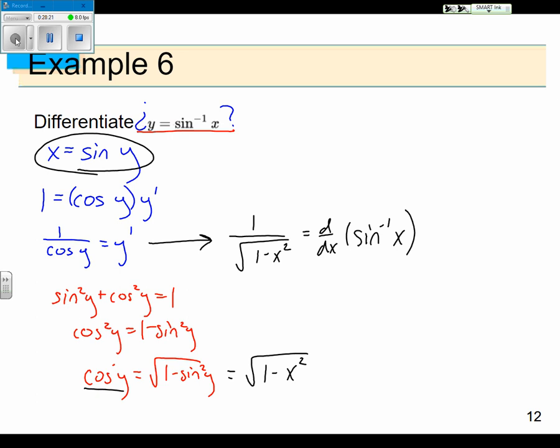I know that seems really weird, doesn't it? But your Pythagorean identities, I hit hard on them last year. They will come back into play if we're needing to derive the derivative of an inverse trig function. Okay?